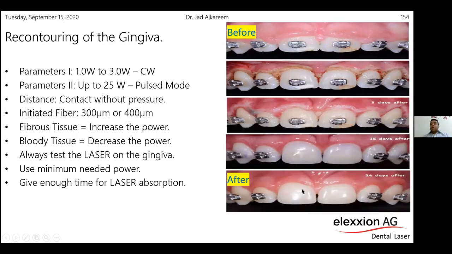Here are the final results 34 days after the treatment. So first, this is the picture. Second, after 3 days, 15 days, and finally after 34 days.